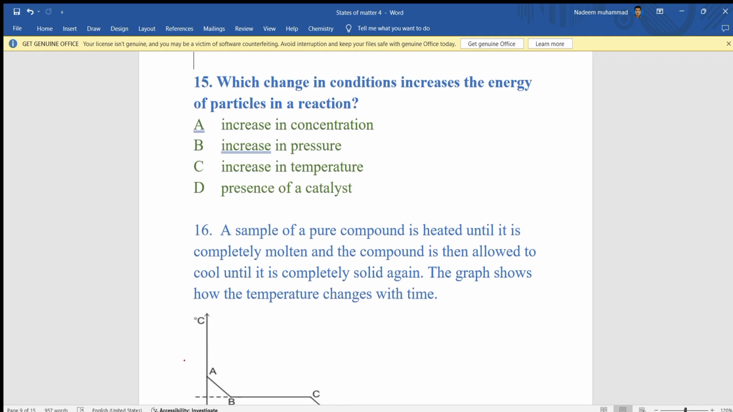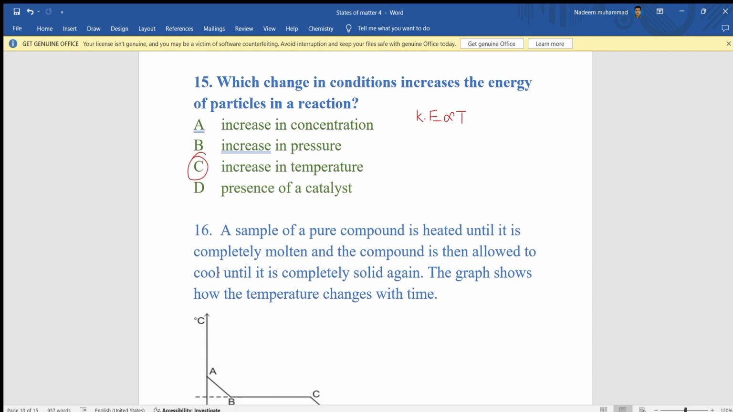Which change in condition increases the energy of particles in a reaction? Again, we know that kinetic energy is related to temperature. Greater the temperature, greater will be the kinetic energy of the particles. So option C is the correct one.